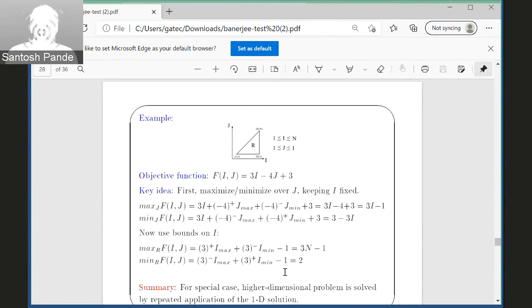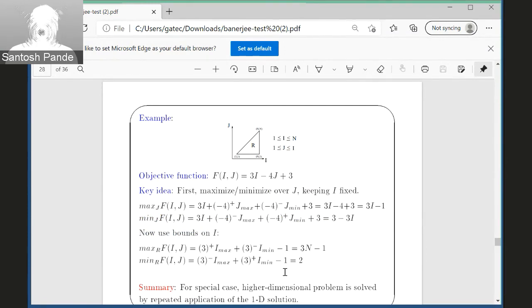And this is the same example. The objective function, the dependent system that has been set up, is 3i minus 4j plus 3. And i is going from 1 to n, and j is going from 1 to i. So first we'll solve the dependencies in the system by maximizing and minimizing over j, keeping i fixed, because j is the dependent variable. And then we'll substitute the independent variable's bounds and solve it further.